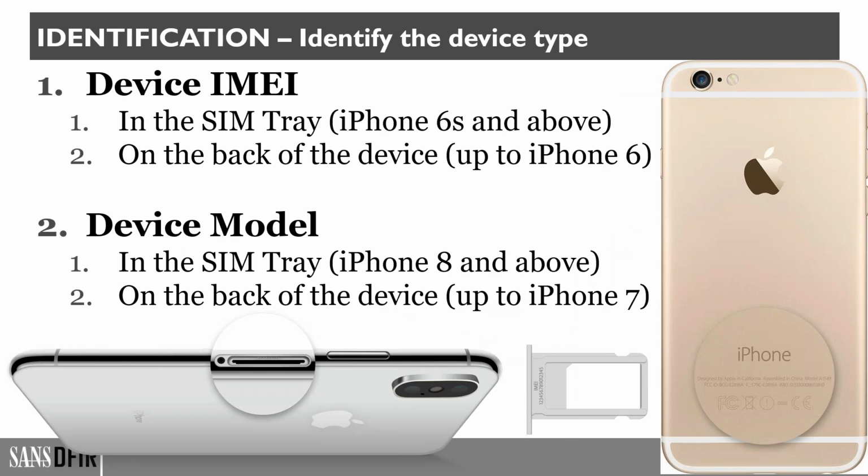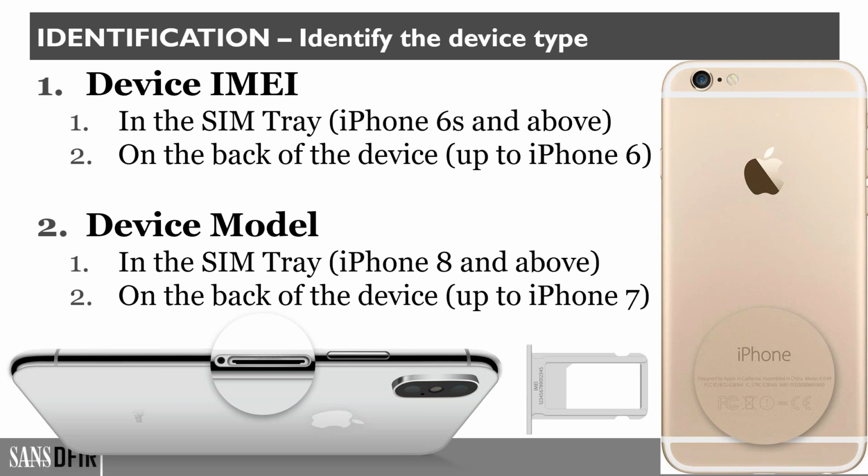Then you can try to identify the phone. Which kind of device do I have in front of me? I can do it in two ways. Through the IMEI, and the IMEI is written in the SIM card tray for iPhone X and above, or on the back of the device up to the iPhone 6.